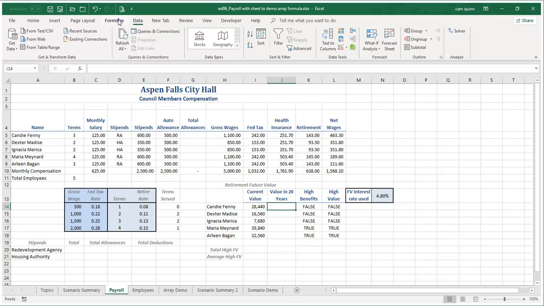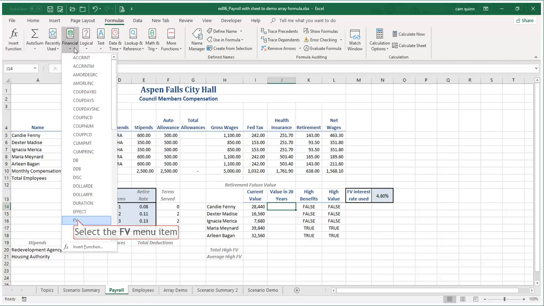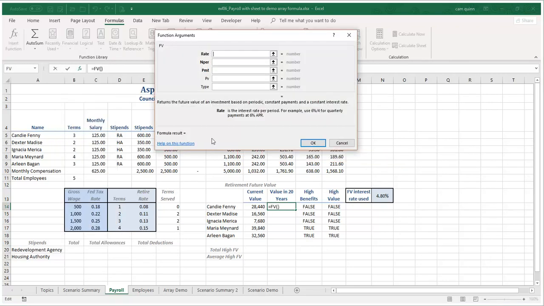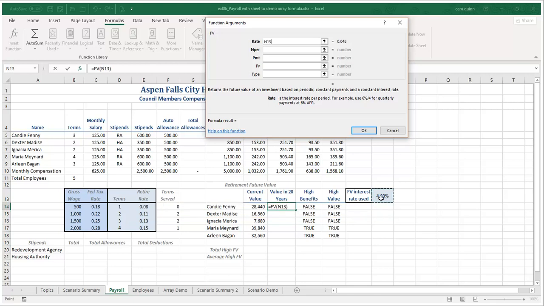So my interest rate is 4.8%, but it's very important that you recognize, if you look down at the bottom where it says rate is the interest rate per period. For example, use 6% divided by 4 for quarterly payments at 6%. The interest rate that you're seeing here at 4.8% is an annual interest rate, but they are making contributions monthly. So my interest rate is not 4.8% per month, which would be a hell of a rate if you can get it, but their actual interest rate is going to be 4.8% divided by 12. Because I'm making monthly payments, I divide the interest rate by 12.